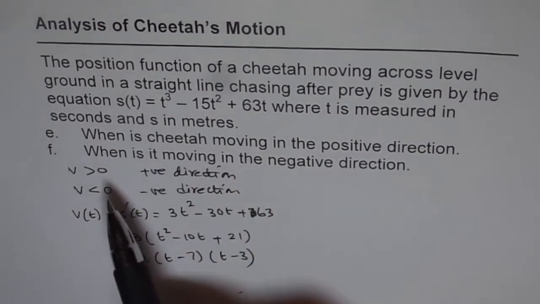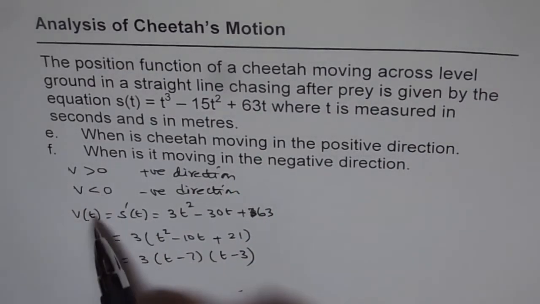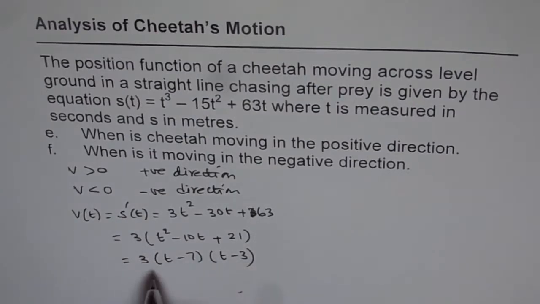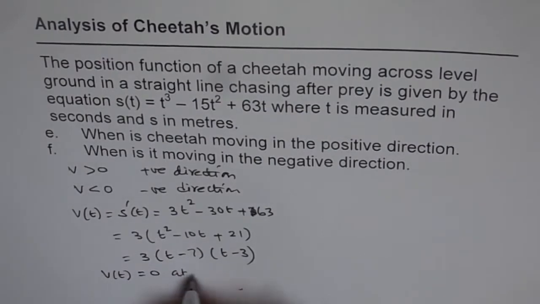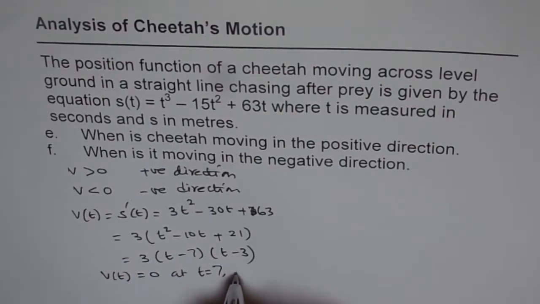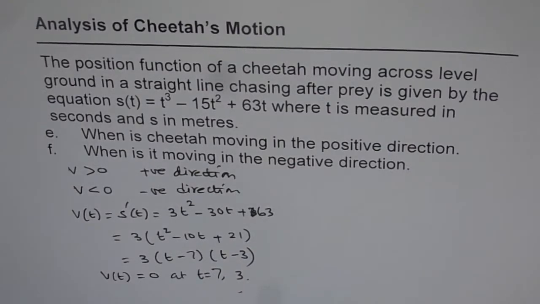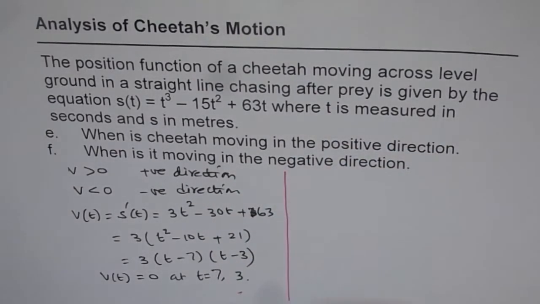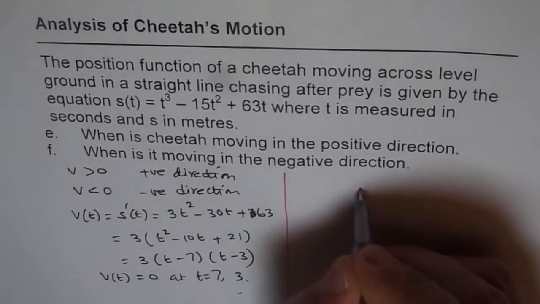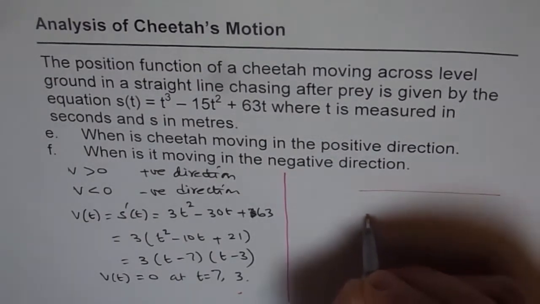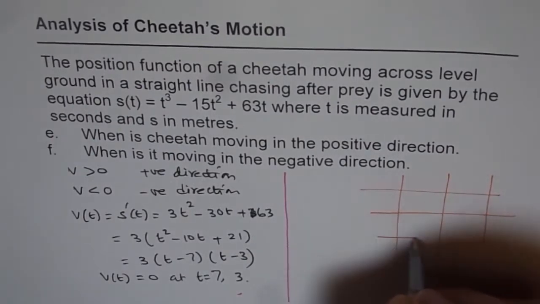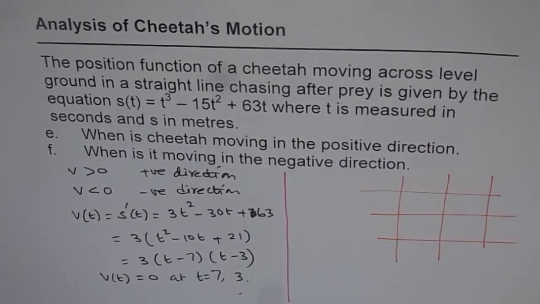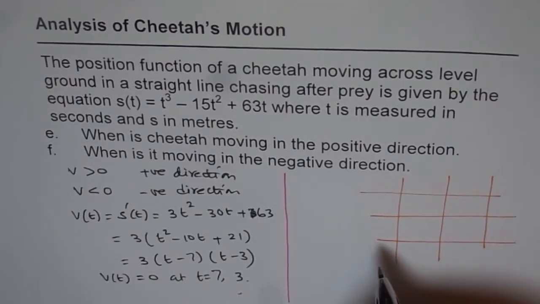Now, we are interested in finding when velocity is greater than 0 and when velocity is less than 0. From here, we know one thing, that v(t) equals 0 at t = 7 and t = 3. That is clear to us. But we need to find where it is positive and where it is negative. For that, we'll make a table of values, and I'll show you how to find that. We'll try to figure out where velocity is positive and where velocity is negative.